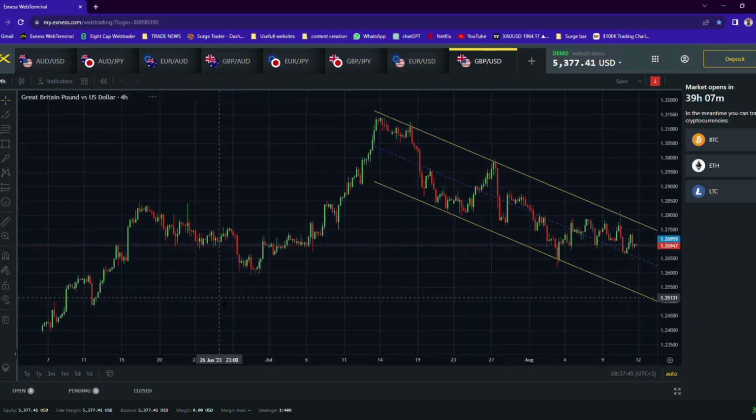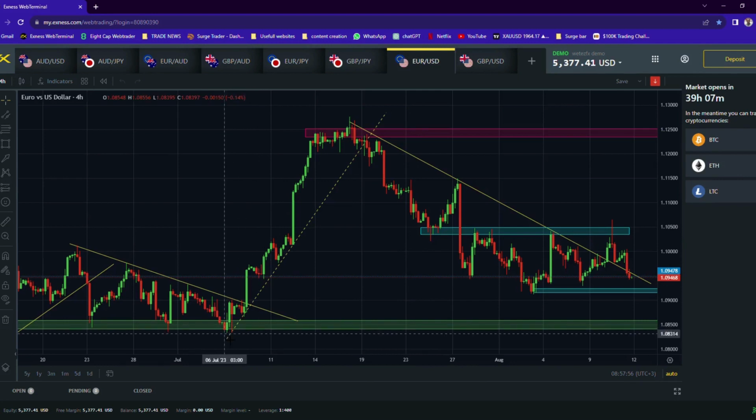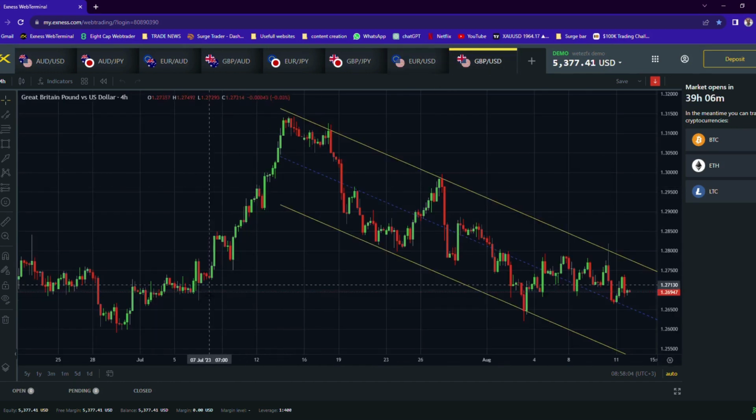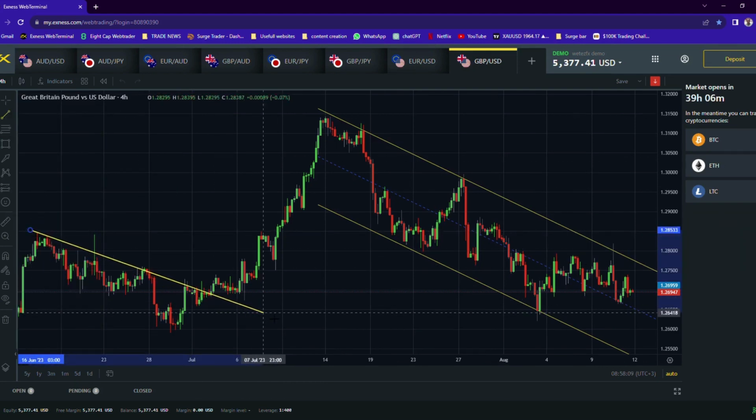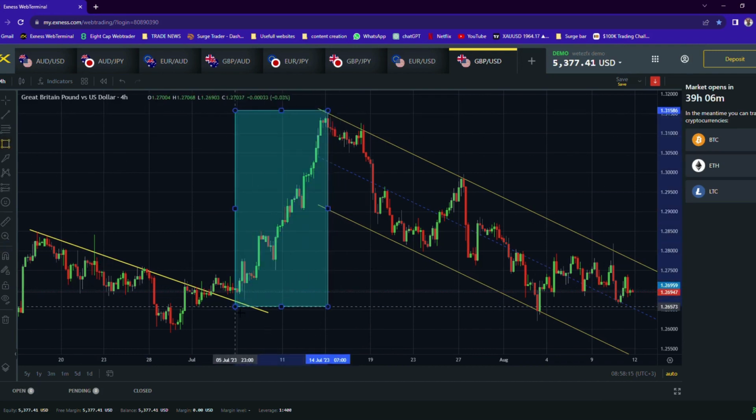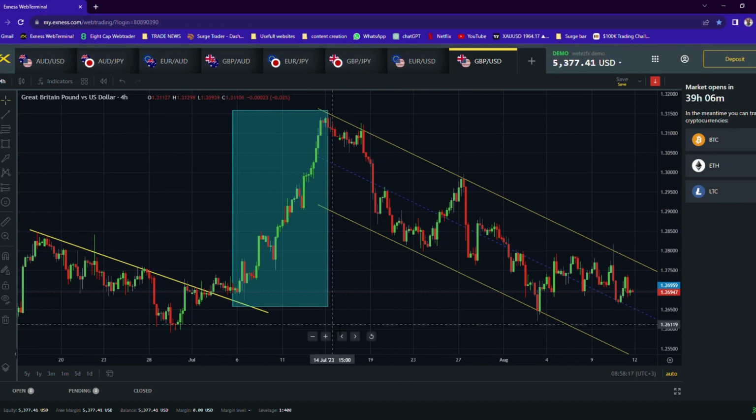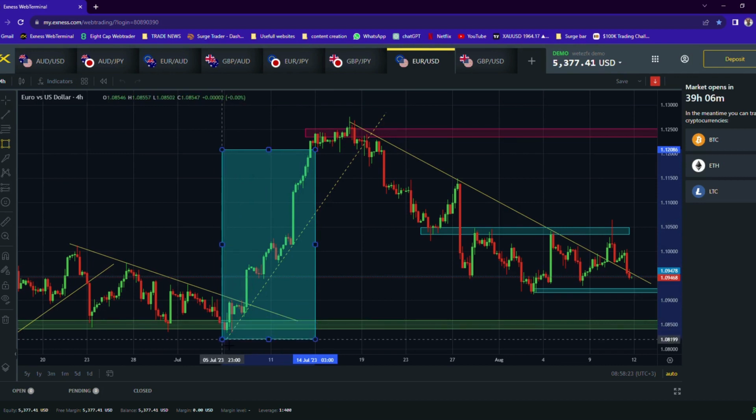Actually it started around the same time, because GBP started around 5th and 6th of July till 14th, and Euro also started around 6th till 14th. So this 1 week was a big impulse move to the upside on Euro, and it happened also again on GBP USD, as you can see right there. This big impulse move was on both pairs from 6th to 14th.